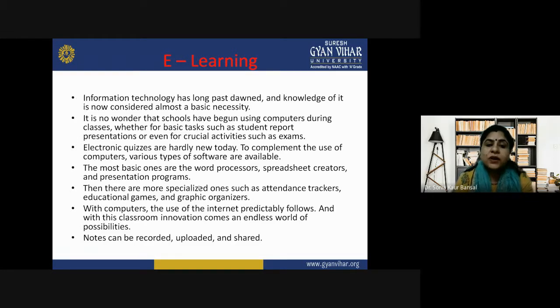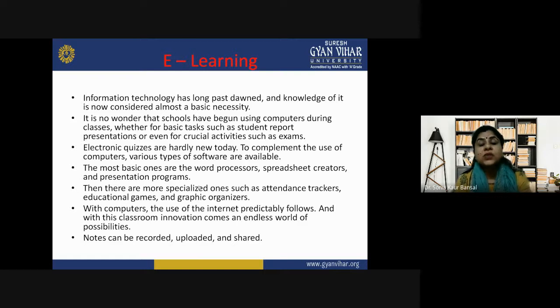So electronic quizzes are hardly new today. It is not new to you, so you are all well versed in solving electronic e-quizzes through computers or your phone. To complement the use of computers, various types of software are available. The most basic ones are word processors, spreadsheet creators, and presentation programs. So this is all related to e-learning.